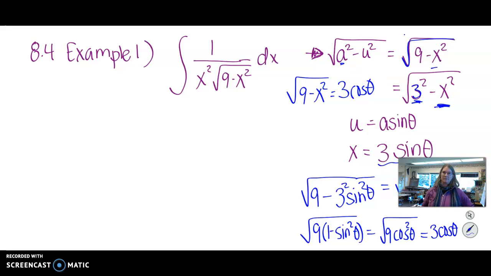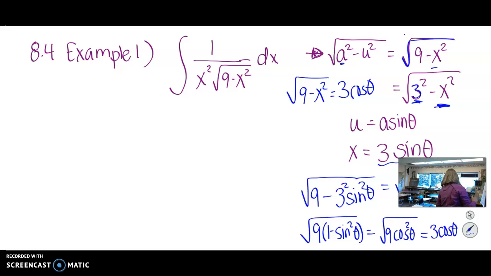So we're using trig substitution to make the integrals easier to integrate. Just like when we do u substitution, we use u substitution to make the integral easier to integrate. So this is just going to take a little bit of practice, but it's the same kind of concept. All right.